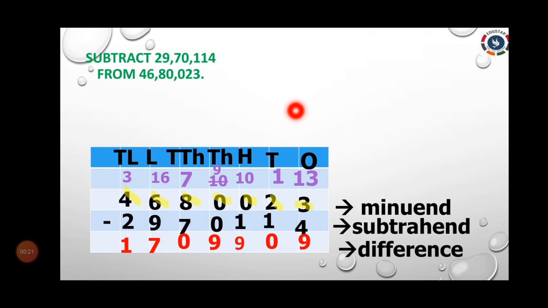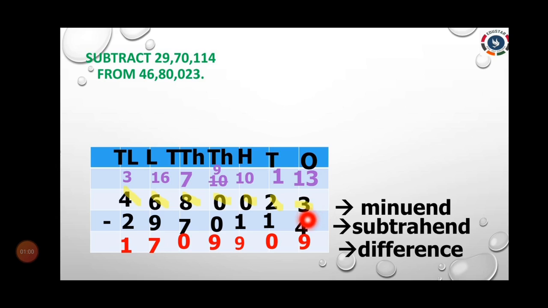The next thing, going to subtract two values. Already you know that. Once again an example is given. Subtract 29,70,114 from 46,80,023. So arrange the numbers according to the place values. The second number is the biggest value. So start writing from the right side onwards. So write 3200864, then 4110792. Then you have to separate from the ones place onwards.